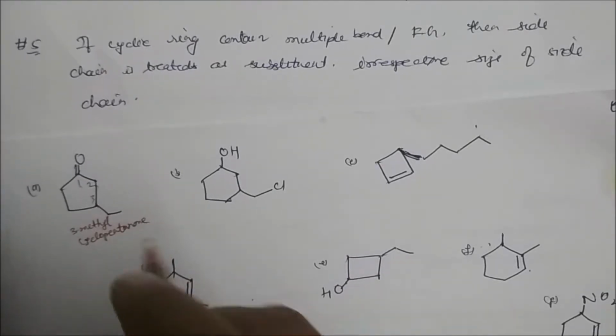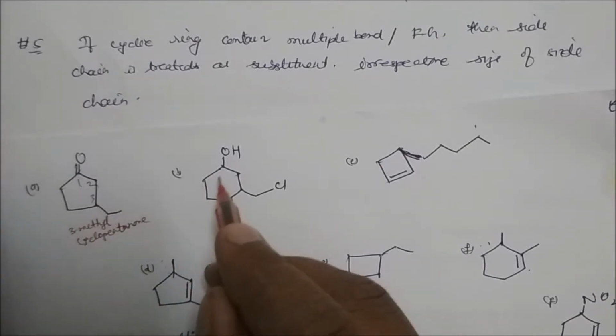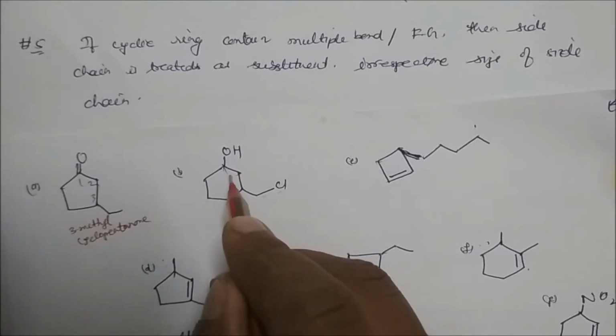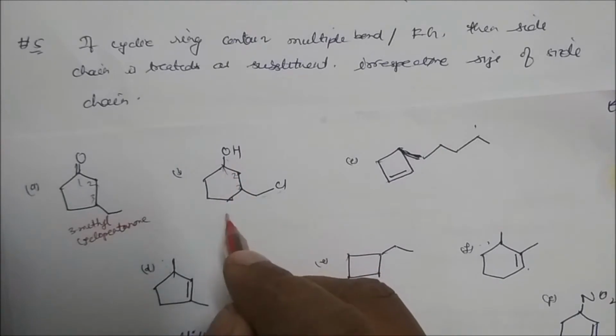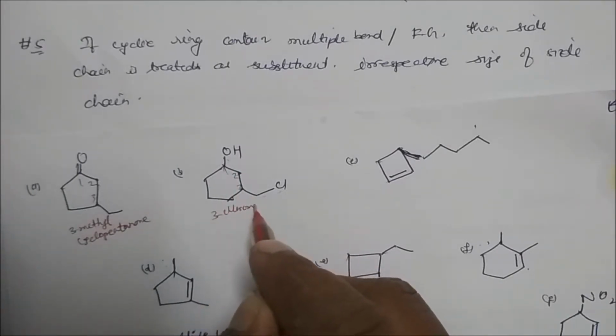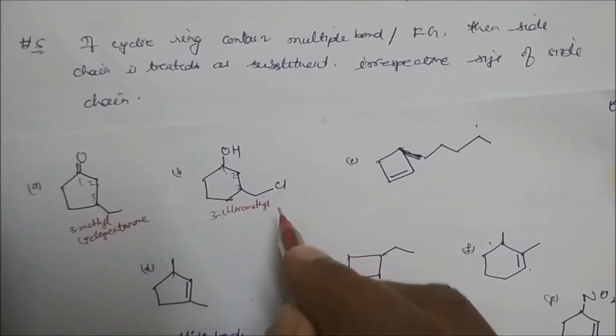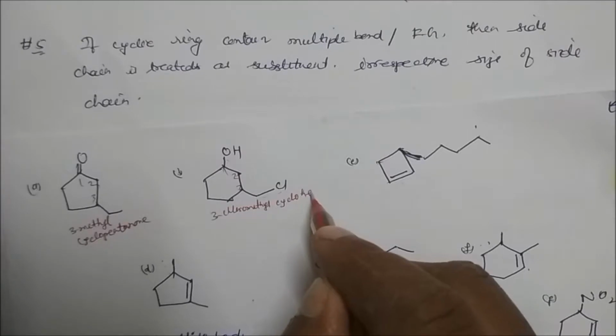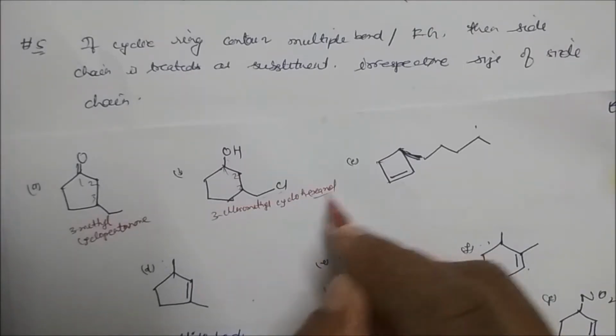So understood. Now let's see example B. Here we have chloromethyl at 1, 2, 3. The alcohol is the functional group. So we can say 3-chloromethyl cyclohexanol, right? It's quite easy. It's very easy to understand.